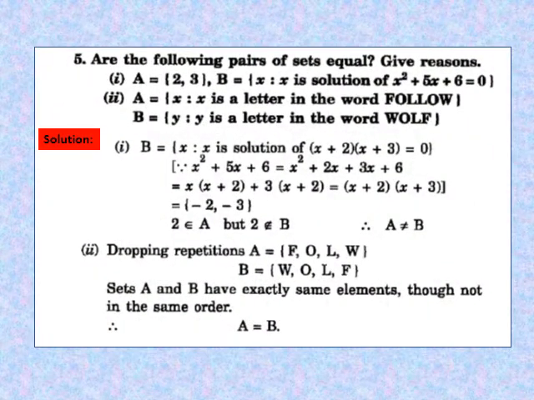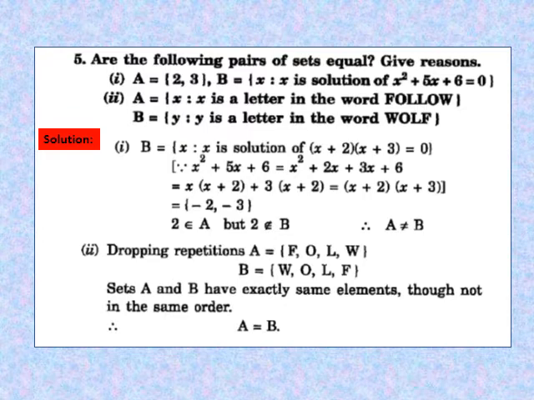So pause and note down the sums. Next we have question number 5. Are the following pairs of sets equal? Give reasons. So first is A is equal to {2, 3} and B is {x such that x is a solution of x square plus 5x plus 6}. So first we have to find the set B. Now B is what? x such that x is a solution of x square plus 5x plus 6.